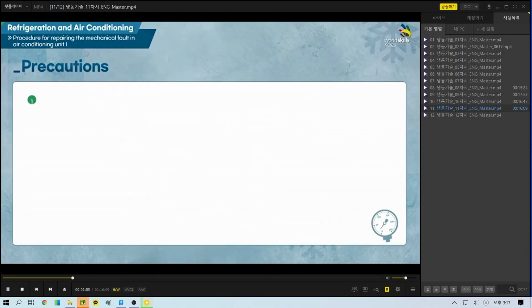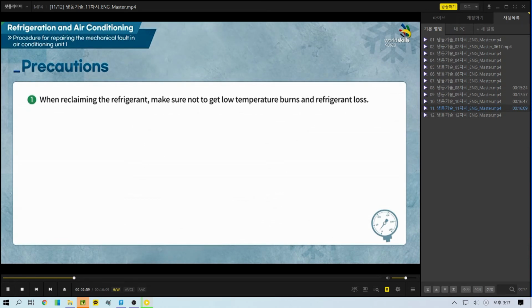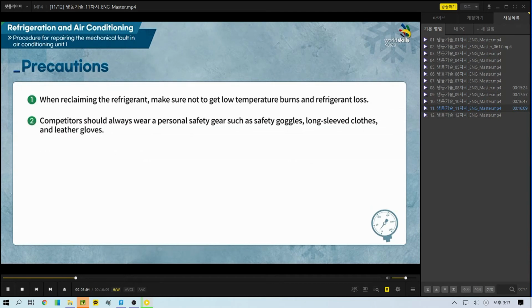These are precautions. First, when reclaiming the refrigerant, make sure not to get low temperature burns and refrigerant loss. Second, make sure to always wear personal safety gear such as safety goggles, long-sleeved clothes, and leather gloves. Third, when using a brazing torch, be careful not to get burned by the fire.